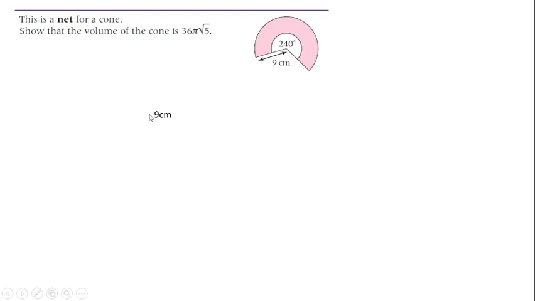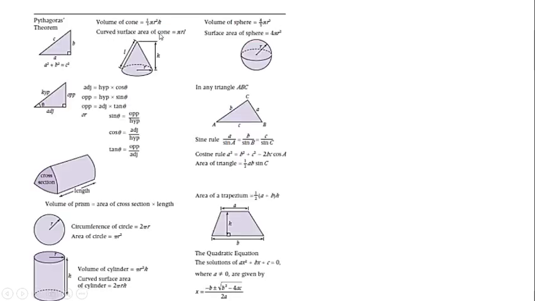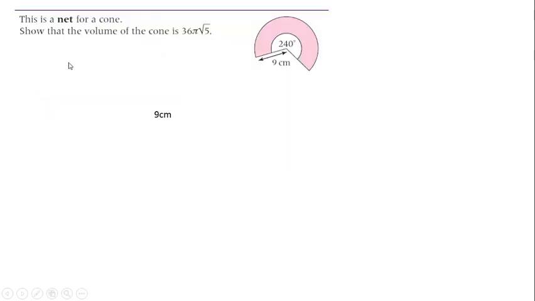Okay, so this is a net for a cone. Now, if you look back here, the curved surface area of the cone is pi r l, where l is this length here. Okay, so we need to show that the volume of the cone is 36 pi root 5. So if I look at my cone, this is my h, this is my l, and this is my r.